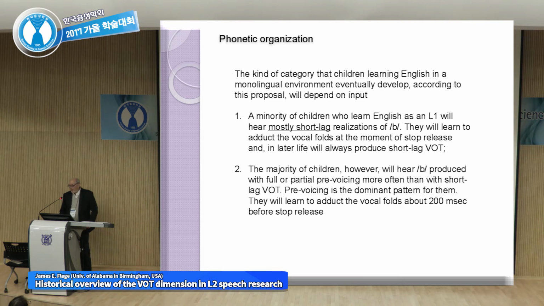A minority of children who learn English will hear mostly short lag realizations of B. They will learn to adduct the vocal folds at the moment of stop release and, later in life, will always produce short lag VOT. The majority of children, however, will hear B produced with full or partial pre-voicing more often than they've heard short lag VOT. Pre-voicing is the dominant pattern for them. They will learn to adduct the vocal folds about 200 milliseconds before stop release.